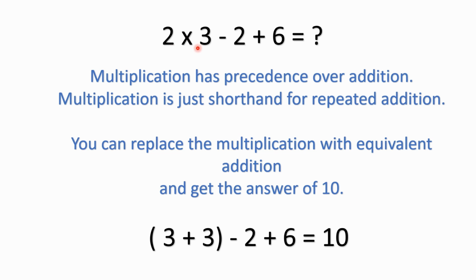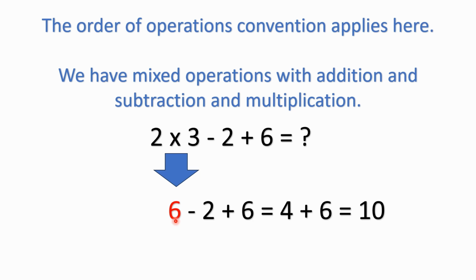So 2 times 3 is nothing more than adding 3 plus 3. So 2 times 3 is the same as 3 plus 3. 3 plus 3 minus 2 plus 6 equals 10. Why is that? Well, 3 plus 3 is 6. 6 minus 2 is 4. 4 plus 6 equals 10. So really, basically, a very simple problem.